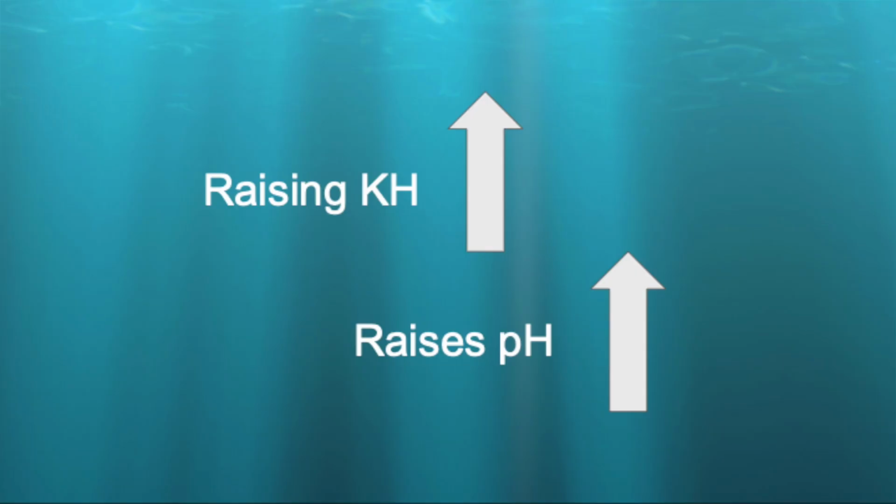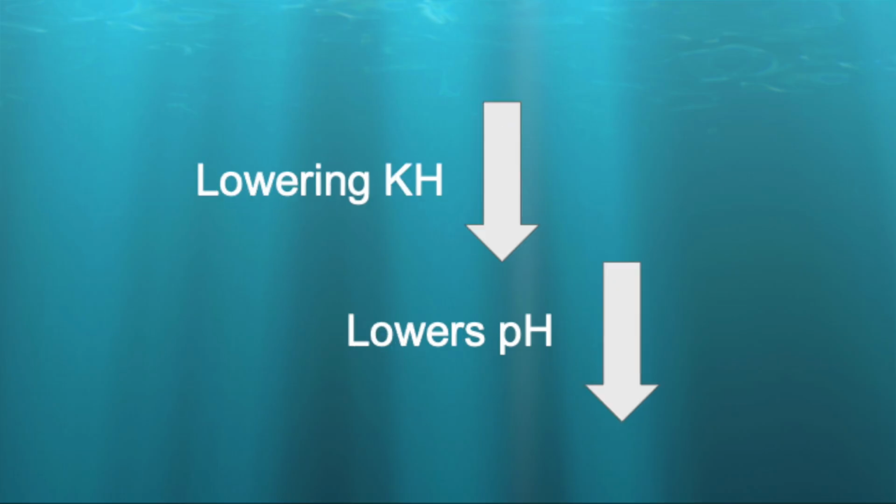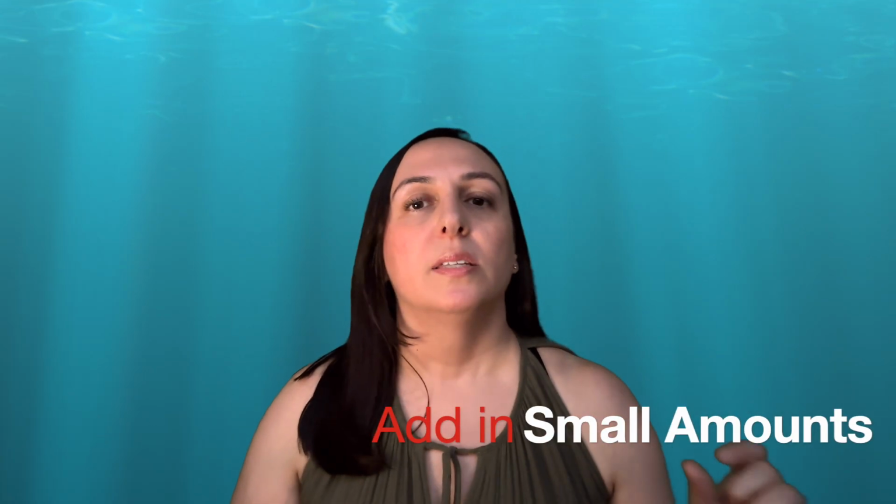It's important that you keep in mind that whenever you add something to increase the KH of the water, it's also going to increase the pH of your water. And if you add something to decrease the KH, it's also going to decrease the pH. So you need to be careful when adding these kinds of buffers to the water. Only add a little bit. Test the water to see the impact it's had, and then go from there.